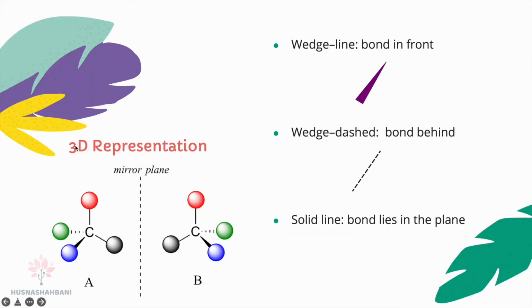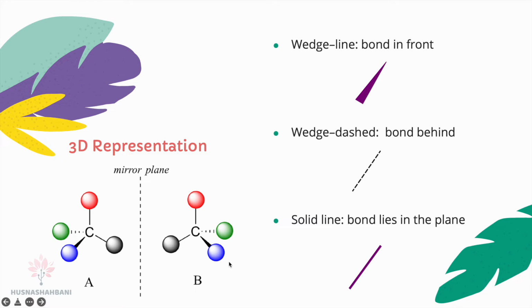If you have to draw the enantiomer, you need to draw it in 3D representation. Make sure you draw the mirror plane in the middle, with compound A and compound B, and draw a distorted mirror image. Draw the carbon atom, then start with two solid lines. The bonds lie in the plane, then one wedge line bond in the front, and one dashed wedge bond behind. This means the bond is behind.